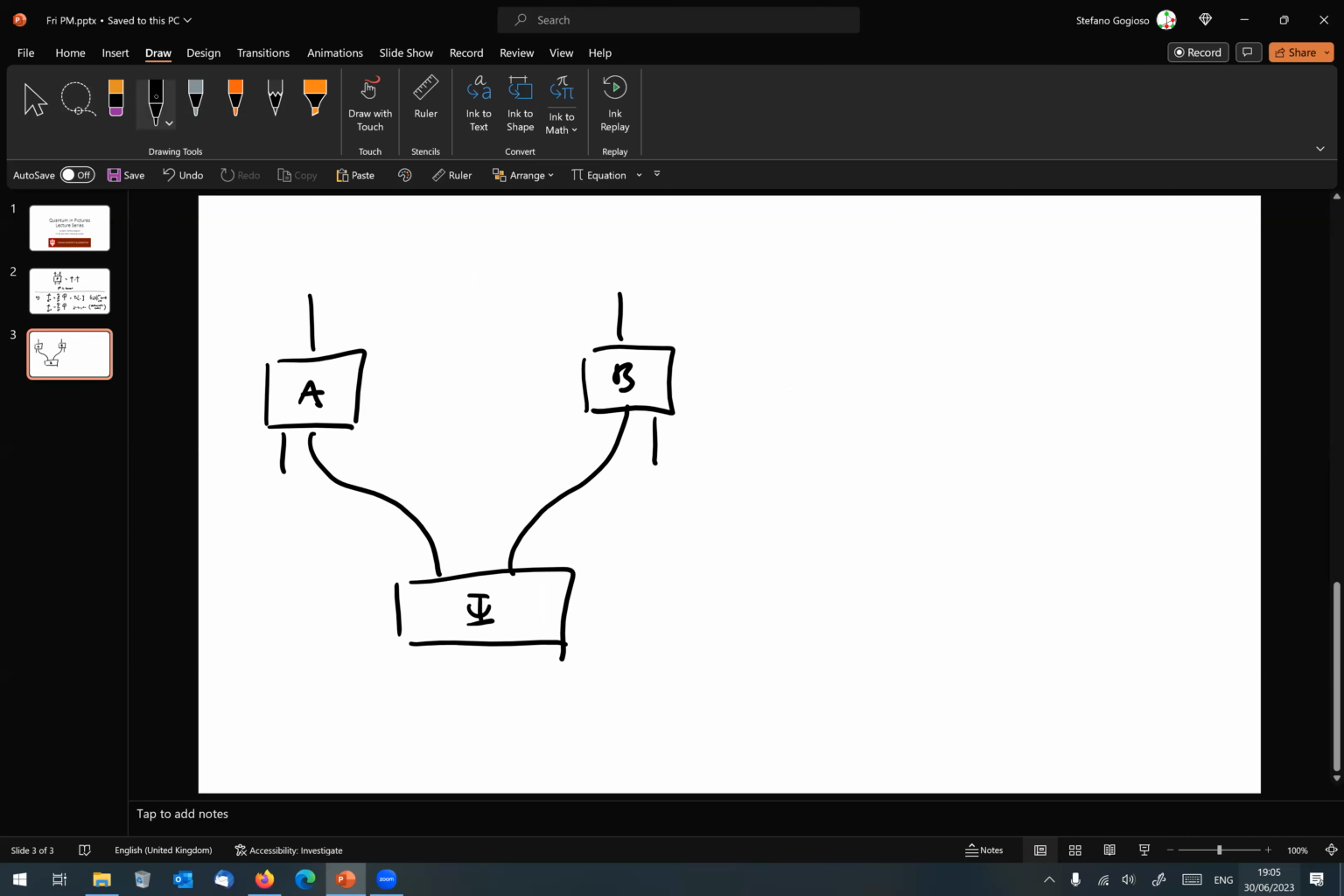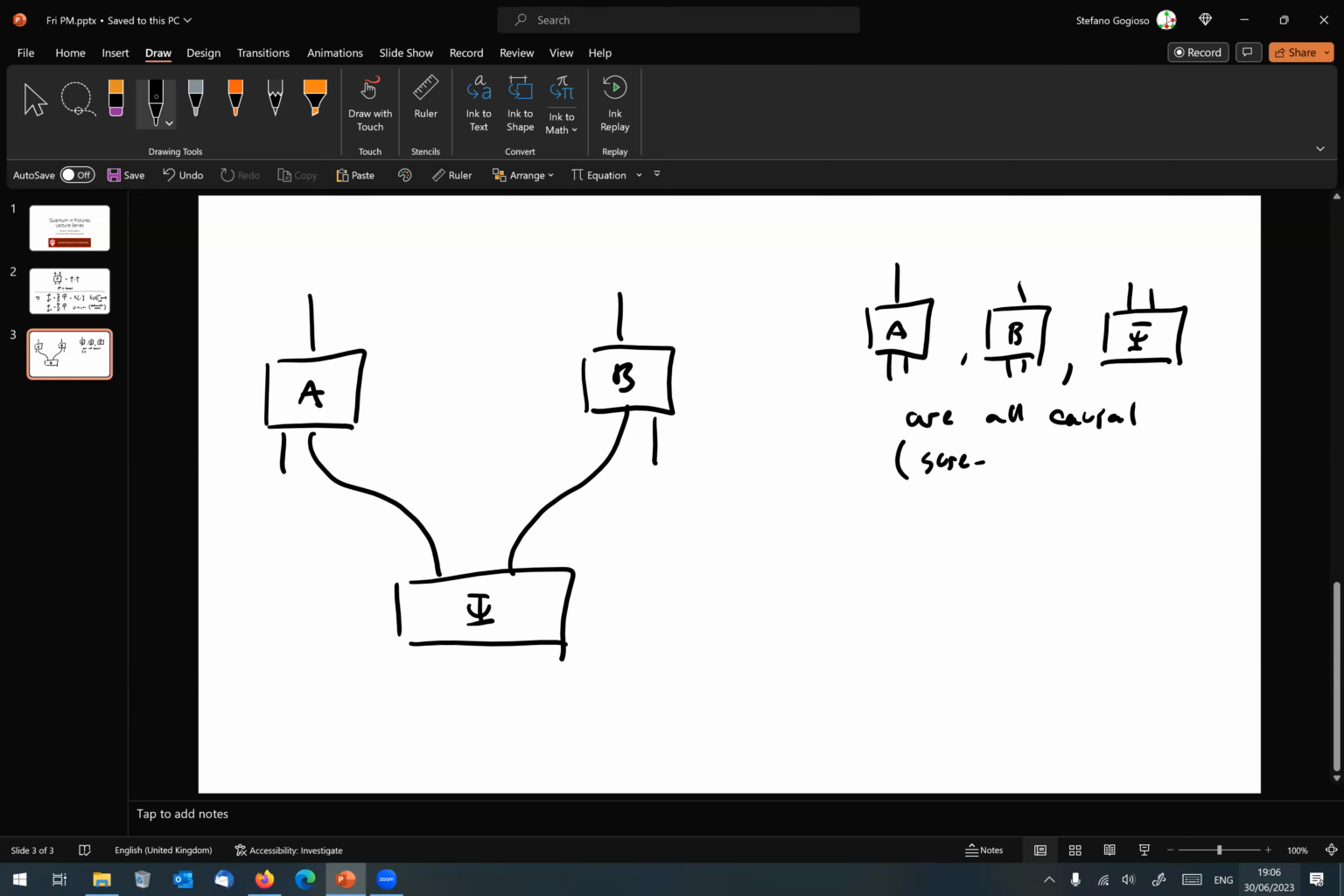And I go in a setting where A, B, and the initial state psi are all causal. Or in the nomenclature of QIP, Shor boxes, or in the nomenclature of operational probabilistic theories, deterministic.